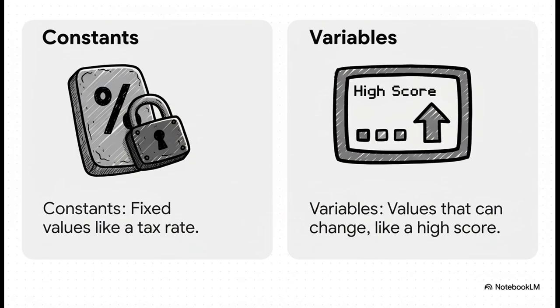It's pretty straightforward. On the left, you've got constants. These are for values you absolutely never ever want to change. Think of them like the unbreakable laws of your program, a fixed tax rate, or the maximum number of times you can try to log in. And on the right, you've got variables, which are designed to be updated. Your high score in a game, for example, has to be a variable so it can keep going up.